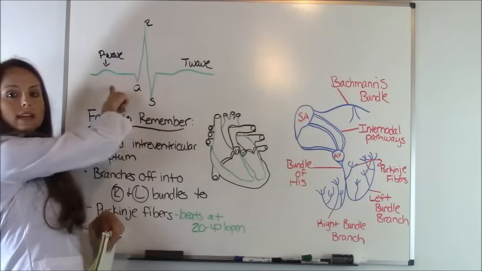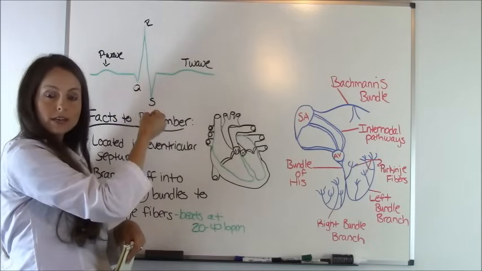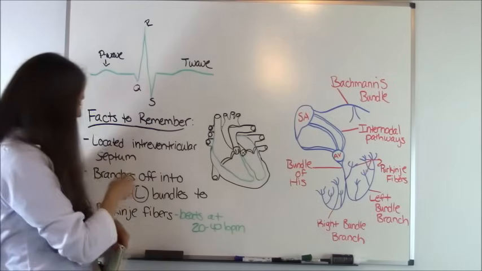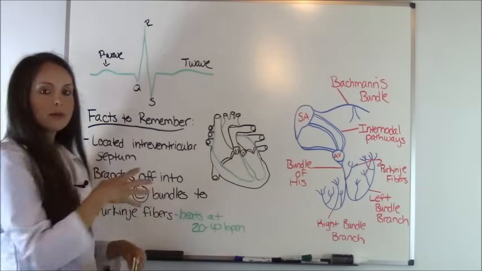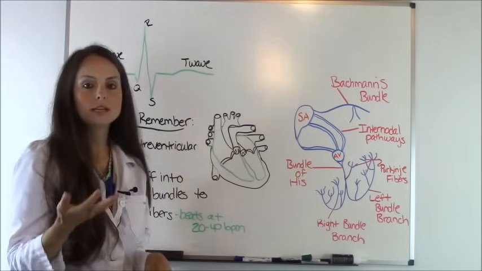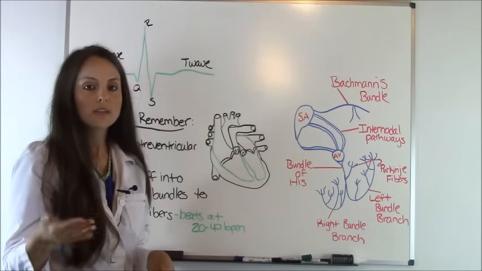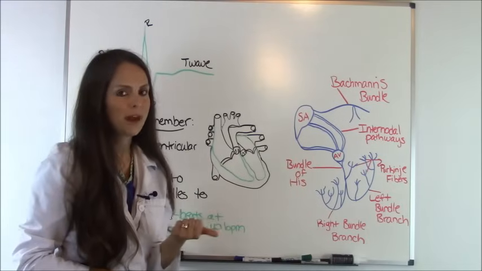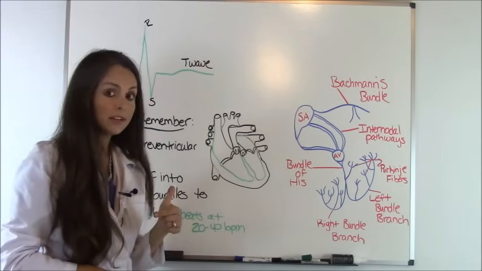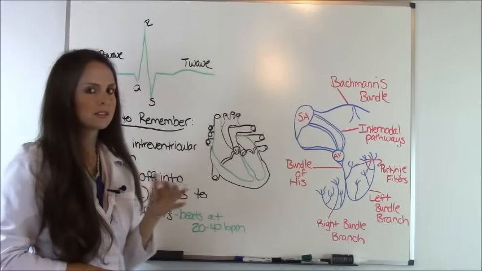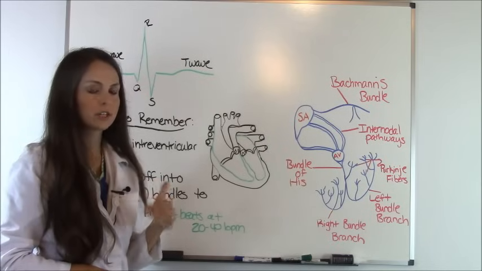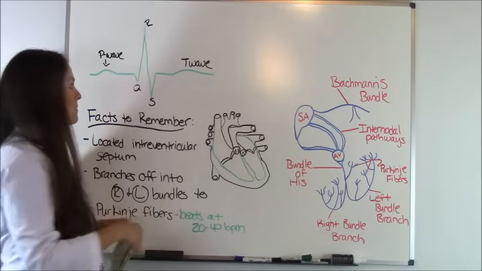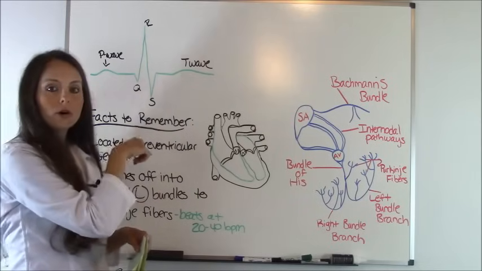So just like the SA node made the P wave, the contraction of the atriums, now your ventricles are contracting, and that's making your QRS. And when the Purkinje fibers beat, they beat at 20 to 40 beats per minute. So that's another thing you want to remember: when everything else fails, if the SA node or AV node failed in a patient, the Purkinje fibers could take over. It's not going to be very good for that patient. They need some intervention, but it will beat at 20 to 40 beats per minute. And so just remember that is forming your QRS.